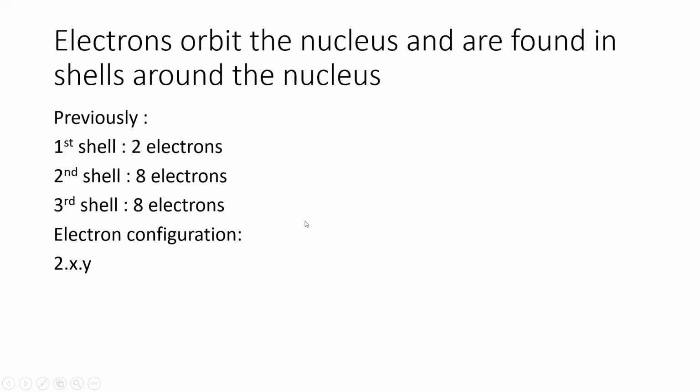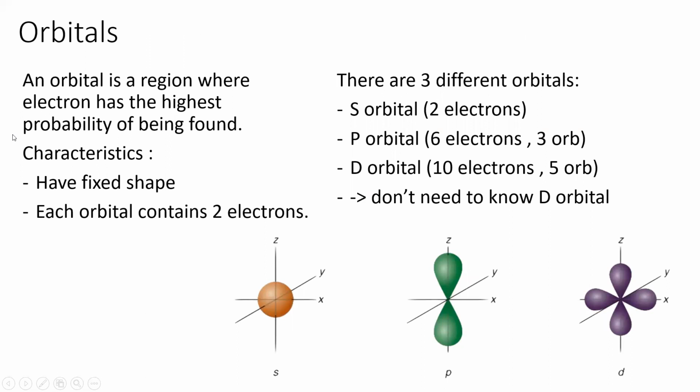We use orbitals. Okay, an orbital is a region where an electron has the highest probability of being found. Their characteristics are they have a fixed shape, and each orbital contains 2 electrons. You see these shapes here. These are the shapes for each orbital. S orbital has a spherical shape, P orbital has a dumbbell shape, and the D orbital has a four-leaf clover type shape. You don't really need to know the d orbital for AS, but it will be tested for transition metals in A levels.